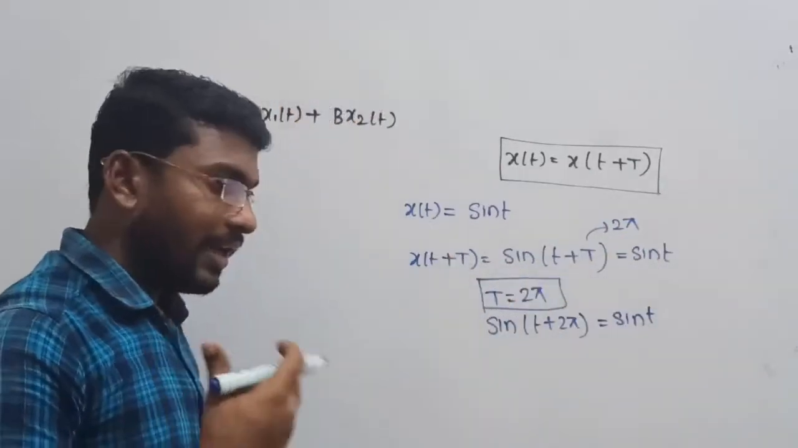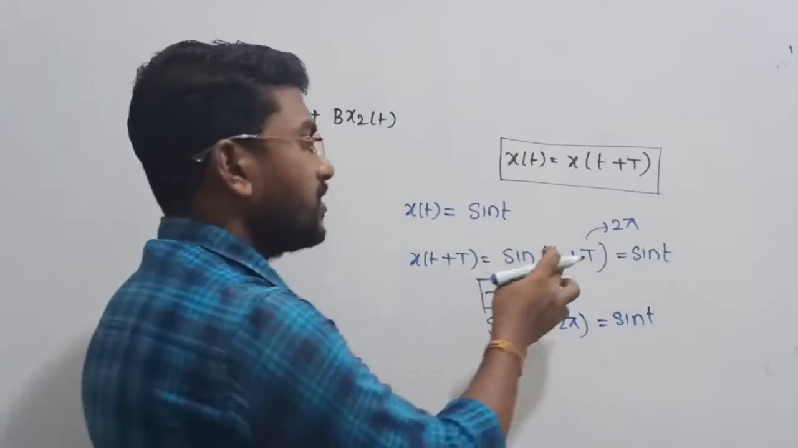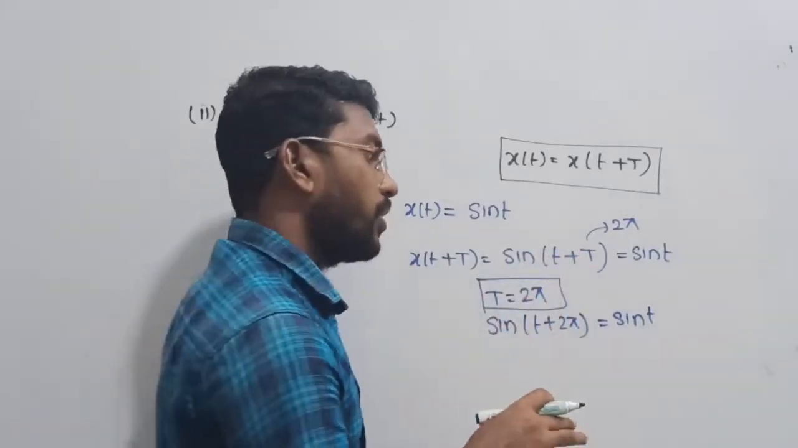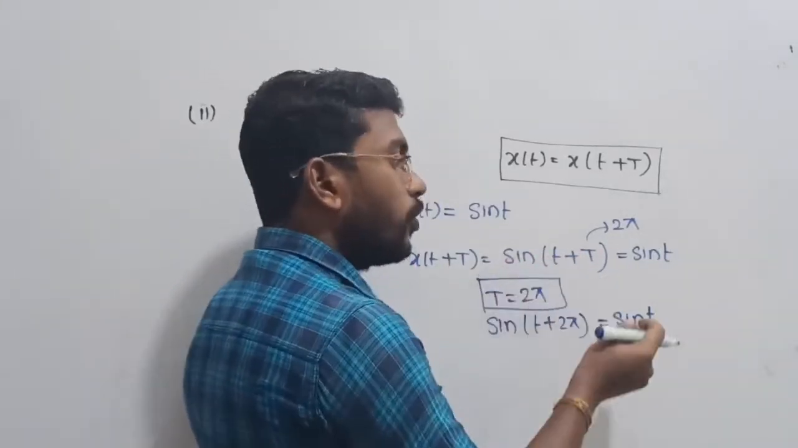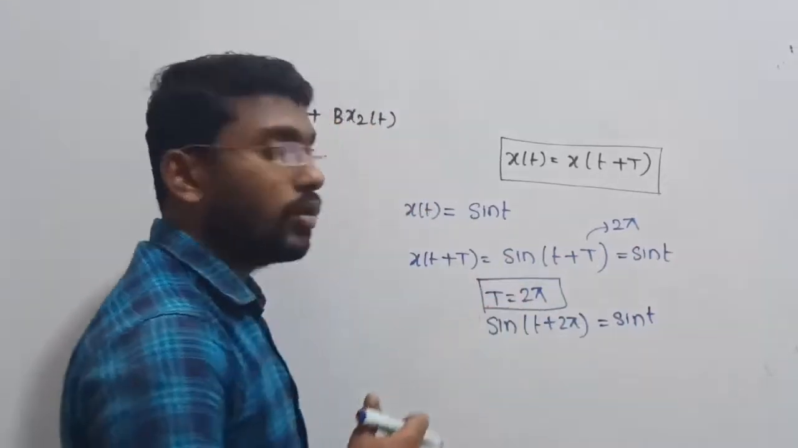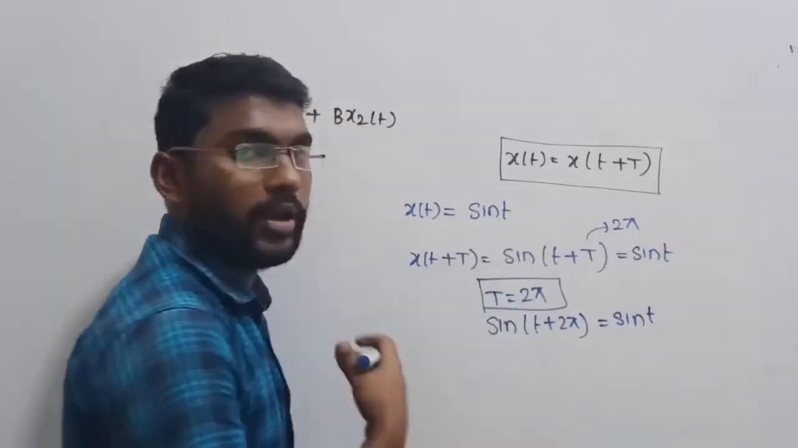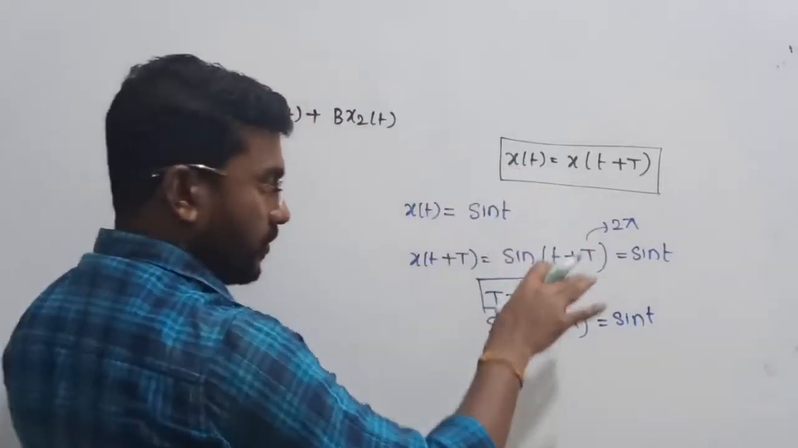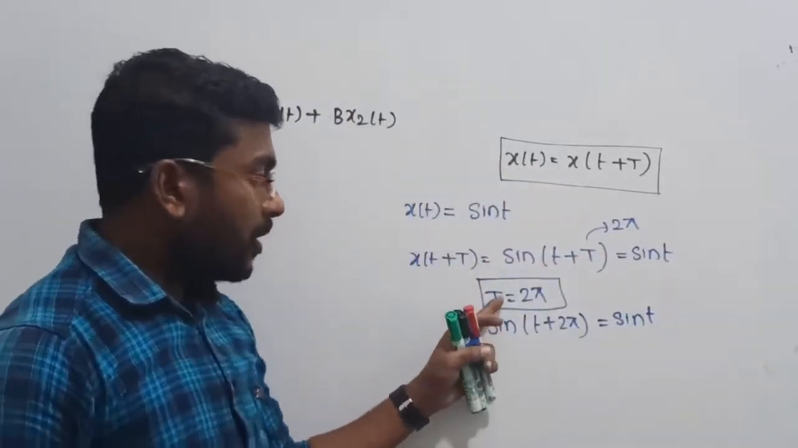You check it. It is a trial and error procedure only, right? So again you can substitute 3 pi, substitute 4 pi. Again sin of t plus 4 pi equals sin t only. So the conclusion is, with the time period of T equal to 2 pi, the signal keeps on continuing, repeating itself. So that is called the period. This is called the fundamental period of the given signal.